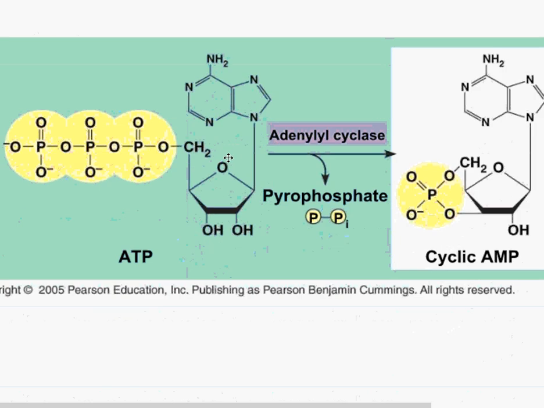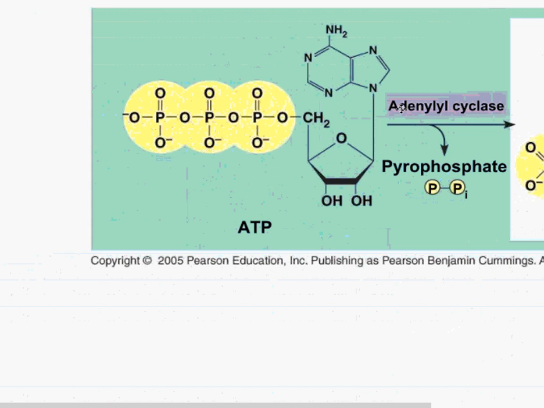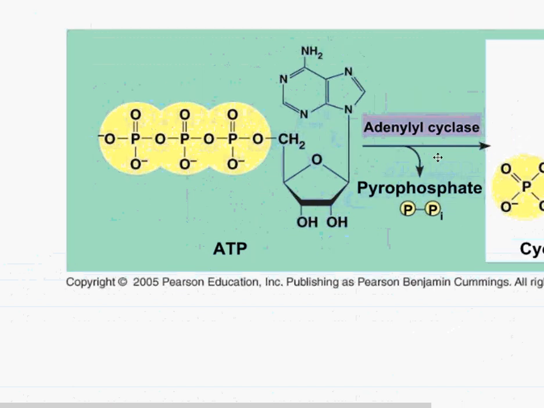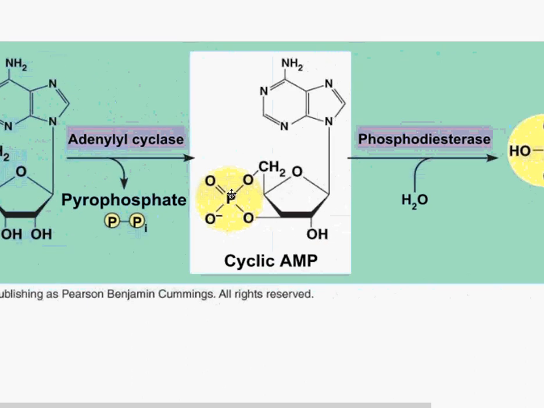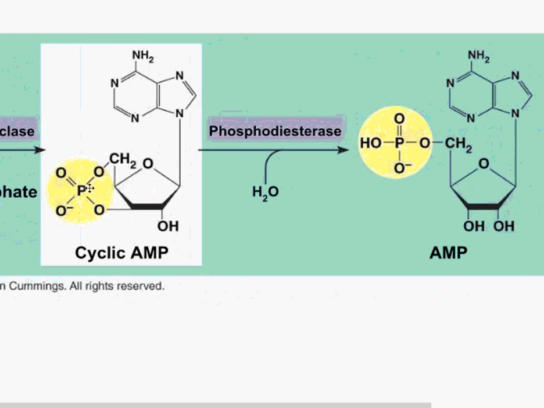transduction pathway. Here's a picture of ATP, which you should be familiar with, adenosine triphosphate. Well, this particular enzyme, adenylyl cyclase, takes off those two phosphates. You have cyclic AMP, or adenosine monophosphate, and this cyclic AMP acts like a secondary messenger. What do we mean by that?